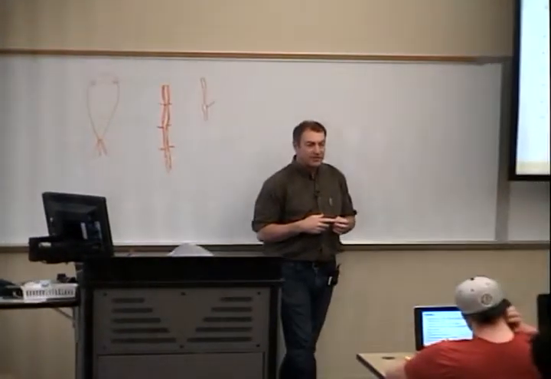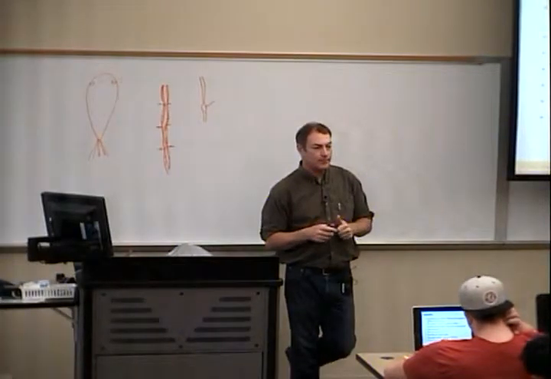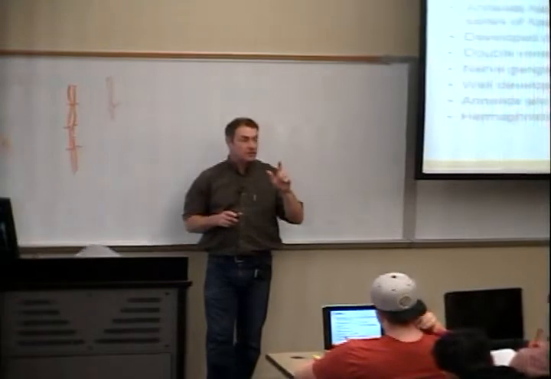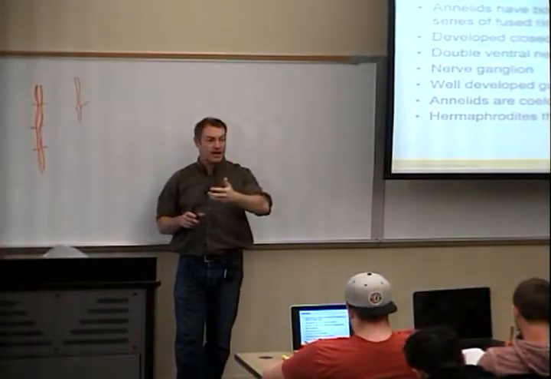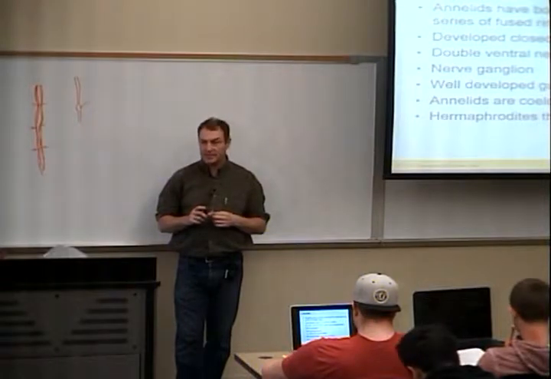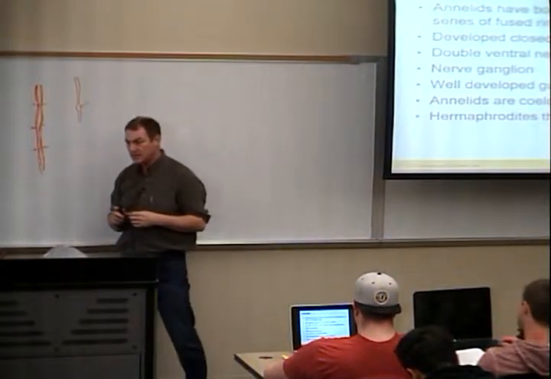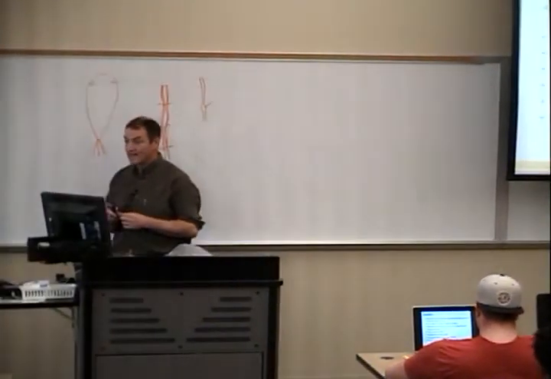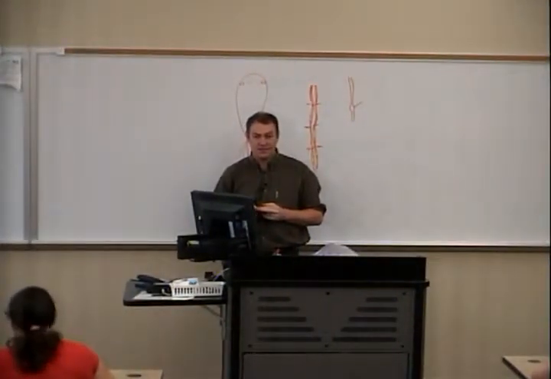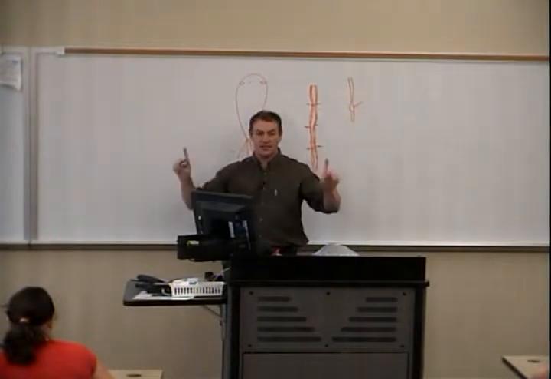Now they're hermaphrodites, which means what? In the same individual, you've got both male and female gonads. Okay? Ovaries and testes in the same individual. So the same individual can make eggs and sperm. But they tend to cross-fertilize. They don't fertilize themselves, they want to cross-fertilize another individual.